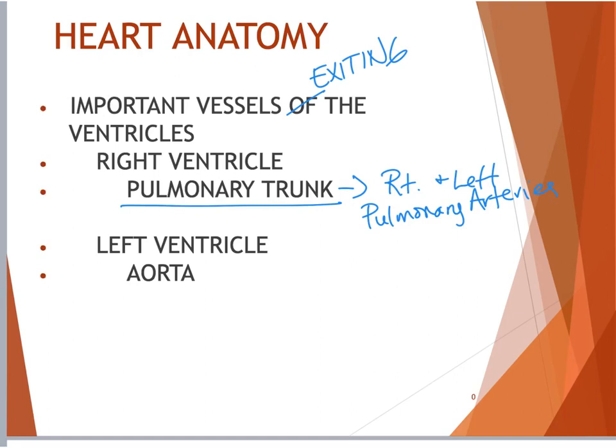And it's going to carry oxygen-poor blood to the lungs where it can pick up oxygen. Exiting the left ventricle is the largest vessel in the body, called the aorta. And the aorta is responsible for carrying oxygenated blood to all body regions. And what we're going to learn next chapter is all arteries actually begin as this single large vessel called the aorta.